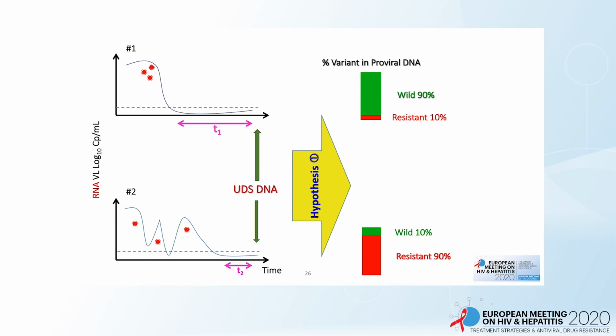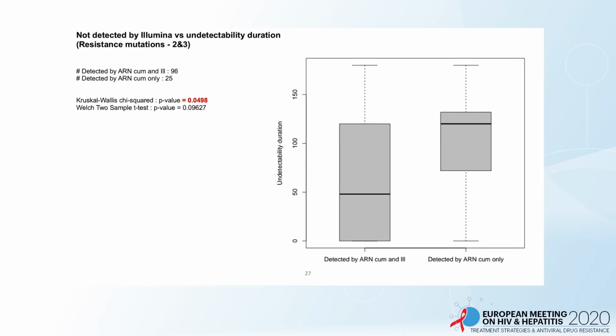Our working hypothesis is that the duration of undetectability favors the clearance of drug resistance mutations within the DNA compartment. Between two cases with different undetectability durations, we expected fewer variants archived in case 1 with a long time of undetectability compared to more resistant variants archived in case 2 with a short time of undetectability. As illustrated for drug resistance mutations with score 2 and 3, we found that a longer duration of undetectability was inversely correlated to the magnitude of detection of drug resistance mutations in the DNA compartment by ultra-deep sequencing.